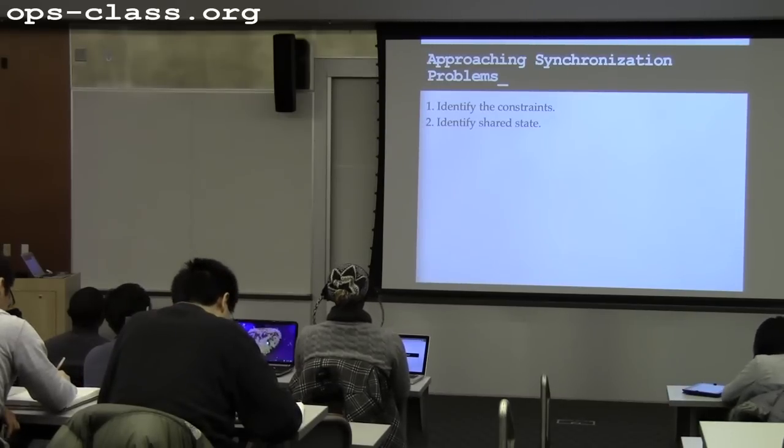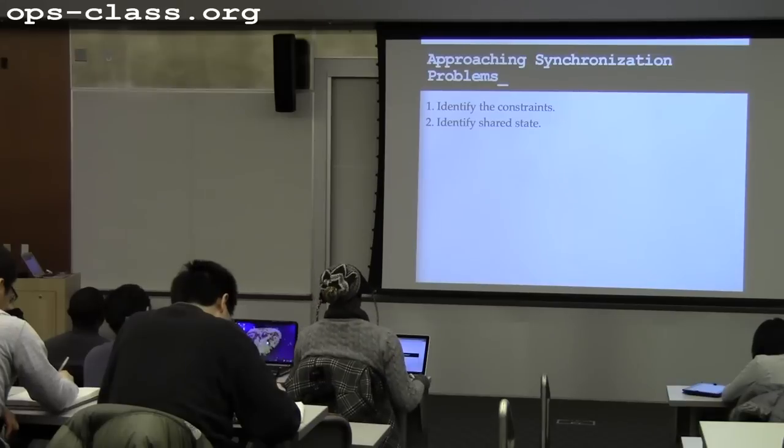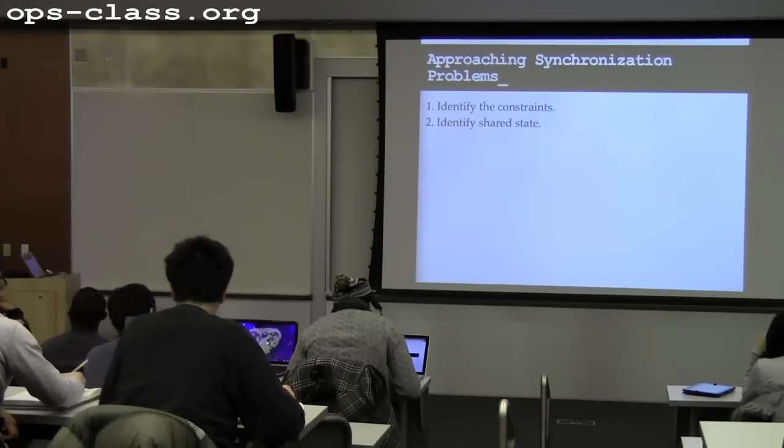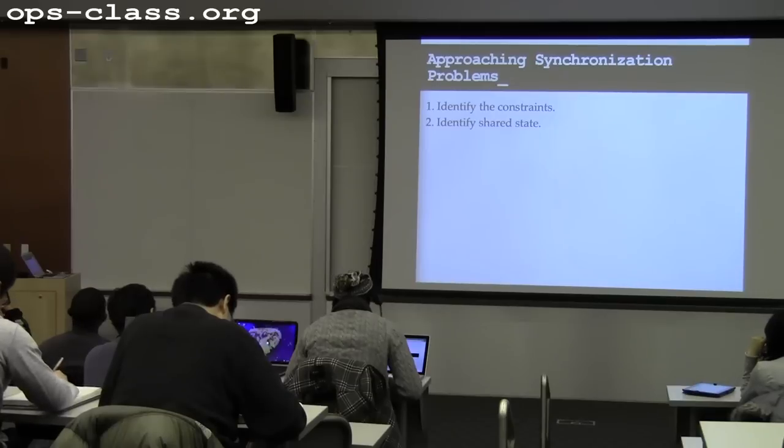Identify the shared state. Now, maybe this should have been the first step, right? Figure out what is it that you're trying to protect. So in the producer-consumer example, the shared state is the buffer. That is the piece of memory, essentially, that multiple threads are going to be accessing, right? And your job is to make those accesses safe.